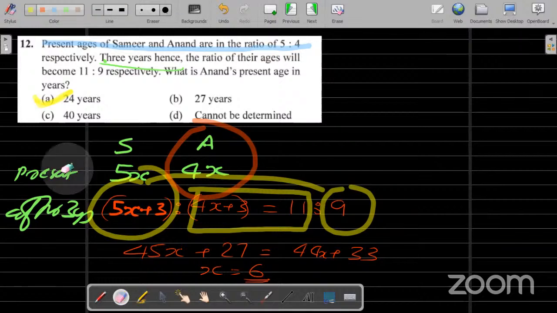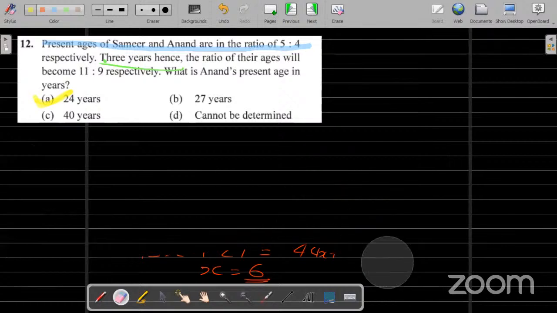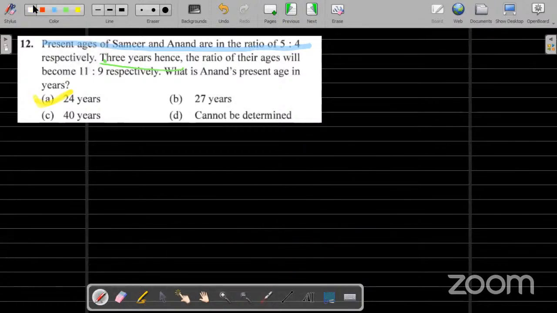Now we can solve this question in a different way. Solve this question without writing anything if you are using the options. If you are using options, no need to write anything. So we have Samir and Anand, their ages in the ratio 5:4. That means the age of Samir should be a multiple of 5 and that of Anand should be a multiple of 4. So among the options, pick the multiples of 4.